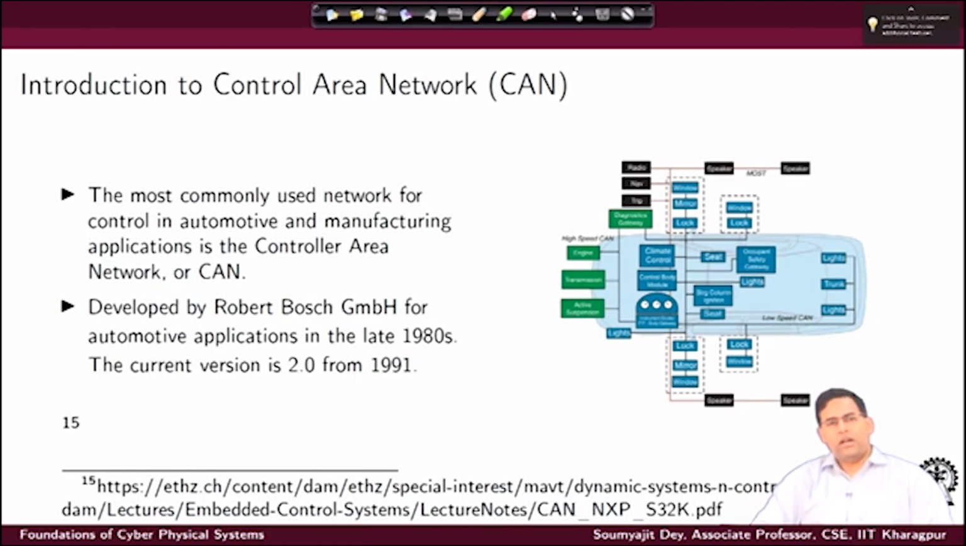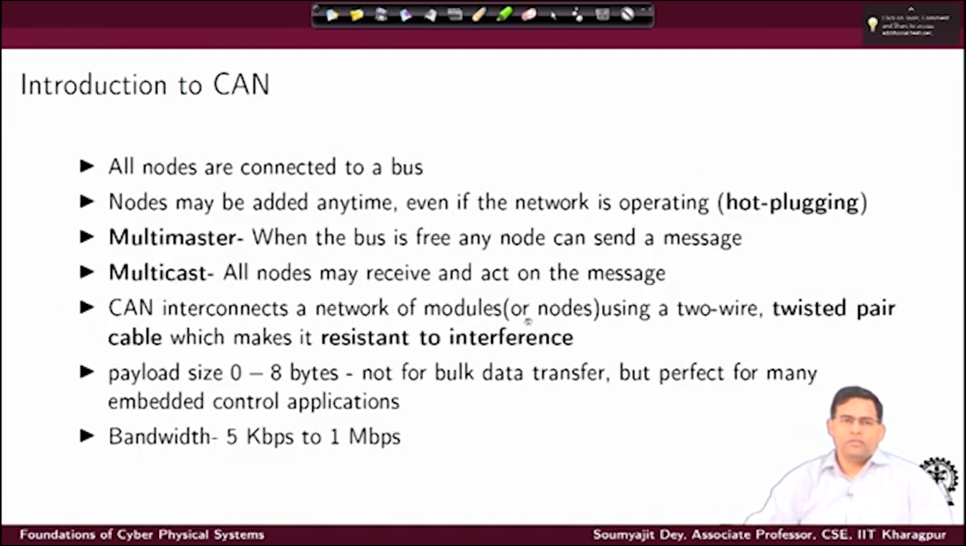And of course, there are new variants of CAN that have come up, like CAN with flexible data rate and other variants. But what we will do is study the basic protocol, because that is pretty much used till date. So, how does the CAN network work? The basic idea is that all the nodes that you have in a CAN network connect to one common bus.